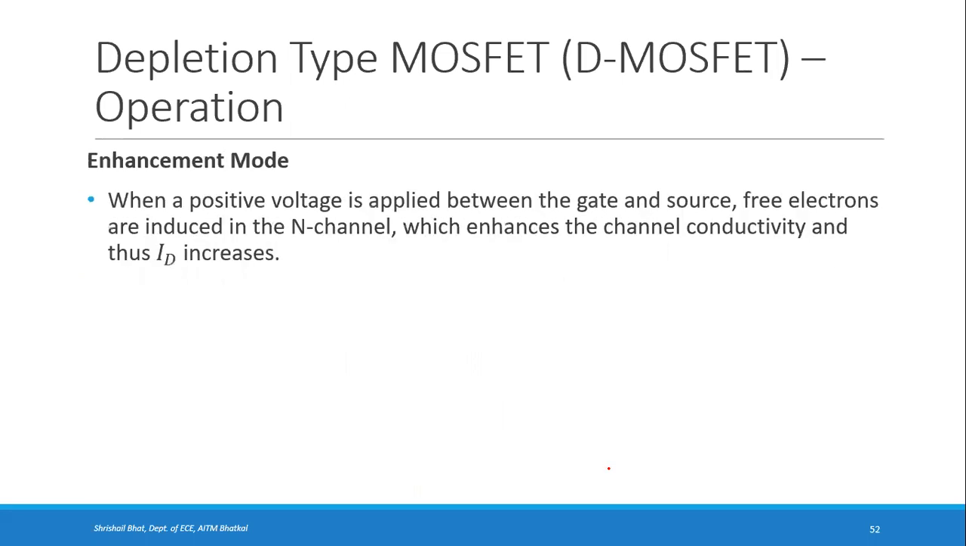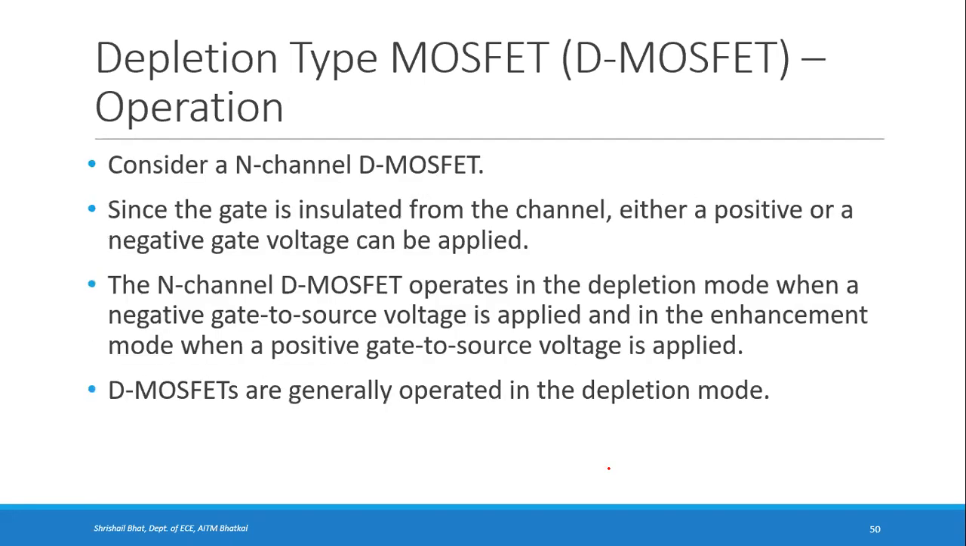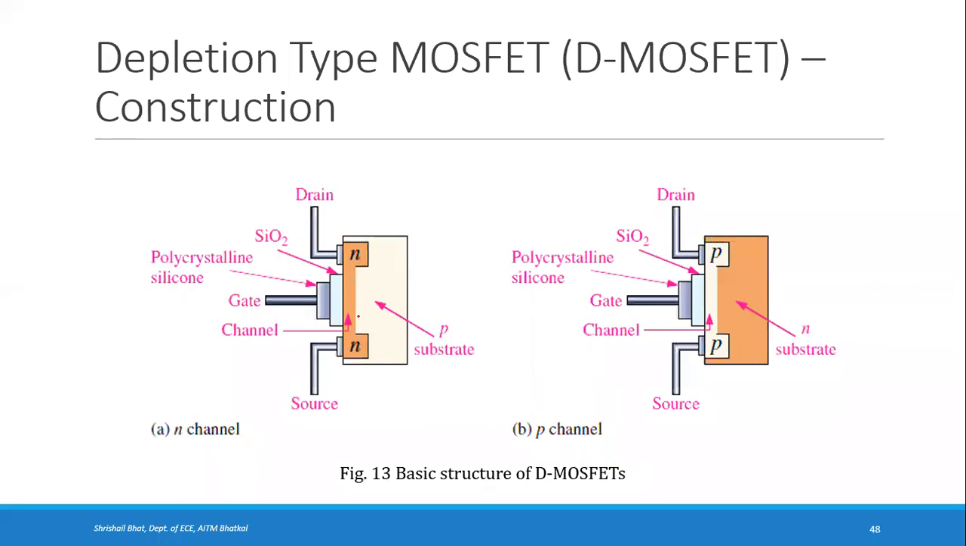Next, if you want to operate in enhancement mode, you apply a positive voltage between gate and source, just like we have seen in enhancement mode in E MOSFET. In the case of an N channel, the free electrons are induced in the channel. This will enhance the channel conductivity and thus ID increases. When you apply positive here, negative particles will be induced. There is already an N channel, and if further free electrons are added, more current flows in the circuit.